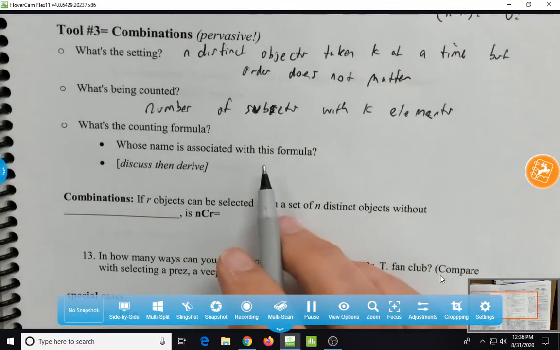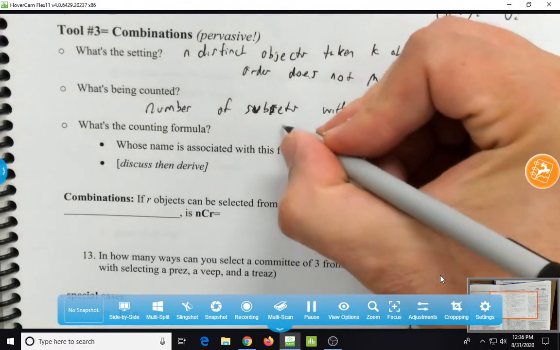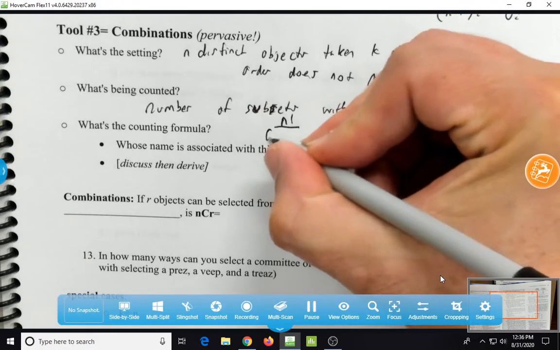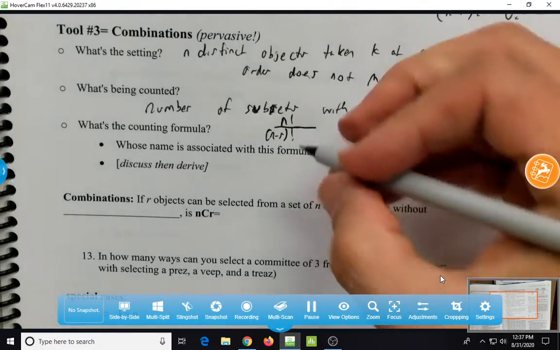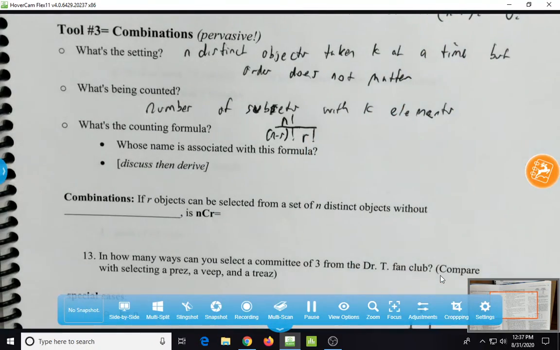So what's the counting formula? Well, it's going to be n factorial over n minus r factorial. That's our permutation, but then we just have to divide out by the number of different arrangements of those r elements. And so that would be r factorial. In other words, it's like ABBA. It's the ABBA problem here. We have 4 distinct objects, A, B, B, A. We take 2 of them, but then we have to divide out by the number of ways we could arrange the B's and the number of ways we could arrange the A's.